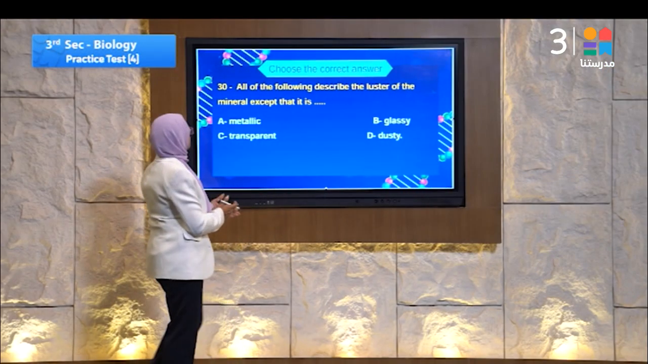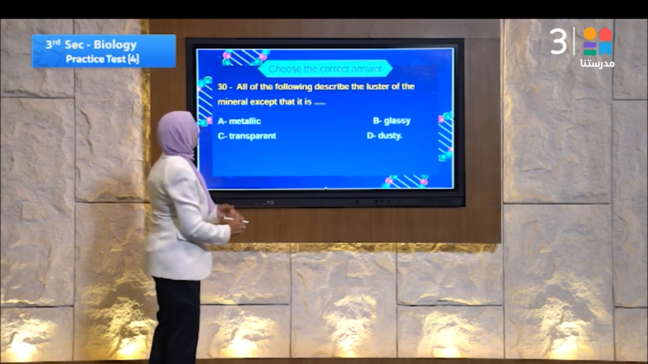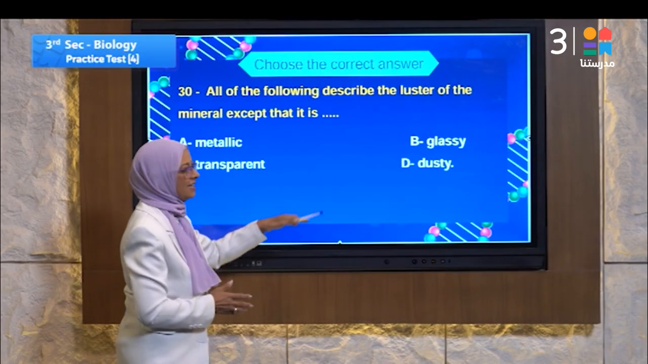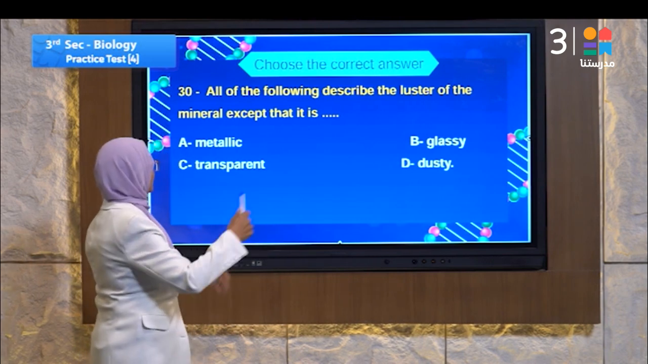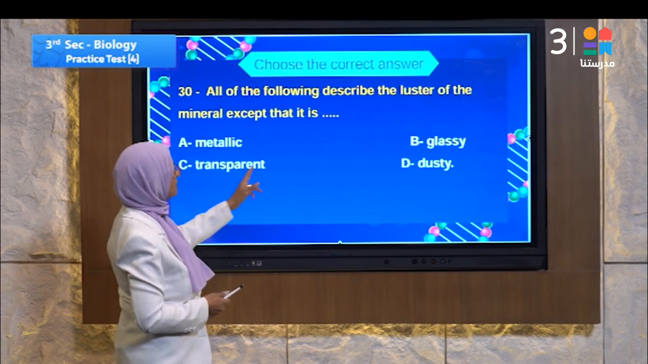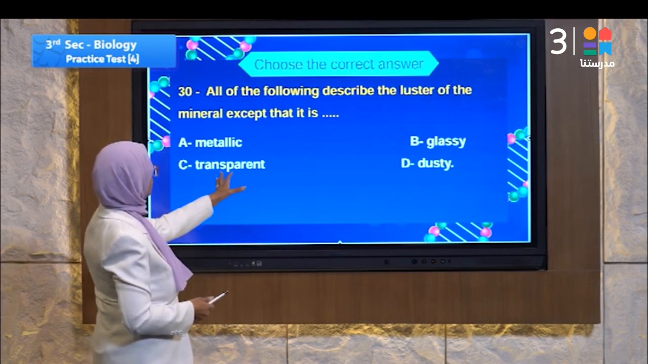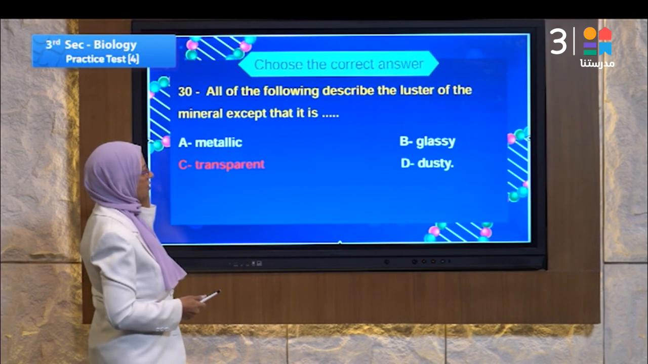Let's go to question number 30. I like short questions. Let's read it. All of the following describe the luster of a mineral except that it is. I like luster. I like diamonds as lusters. Metallic, glassy, transparent, and dusty. All of them are luster except transparent. It's not a luster.